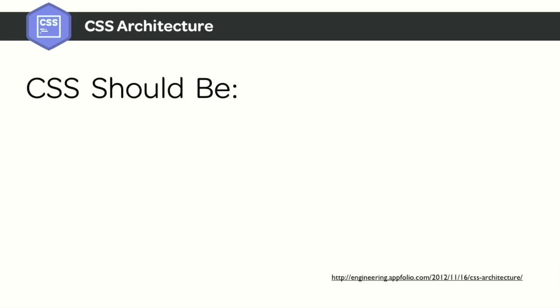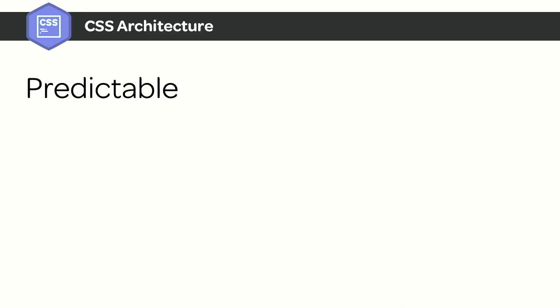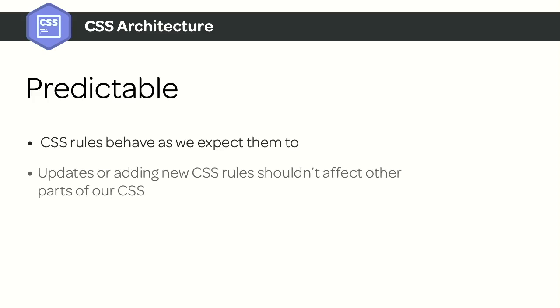So when writing CSS, our main goal should be that our CSS is predictable, reusable, maintainable, and scalable. So let's review these in detail. CSS rules that are predictable should behave as we expect them to. If we need to update or add any new CSS rules, they shouldn't affect other parts of our site.